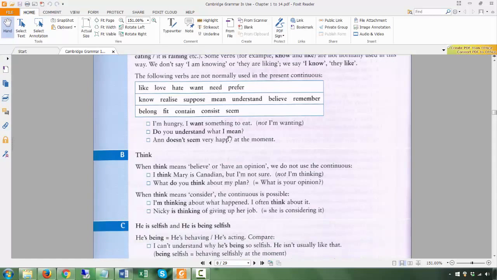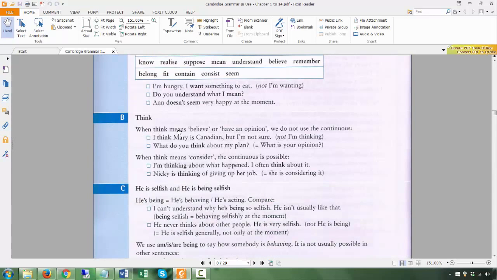Okay, so here it talks to you about think, and there are a few meanings of think. If you use think to say believe, okay, you cannot use it in your present continuous. Again, if you believe something, you're not going to believe and then stop believing. Generally, that's not the case. Unlike, say, you walk and you stop walking. So this is always going to be in the present simple tense when you use the word think to mean believe or have an opinion.